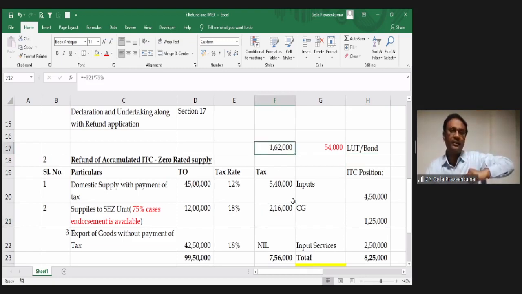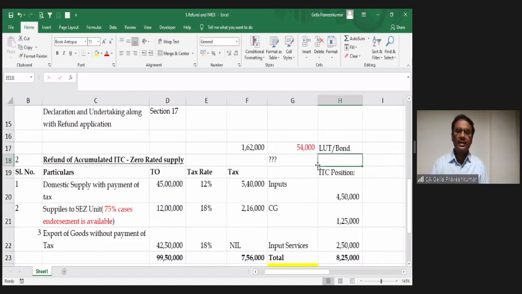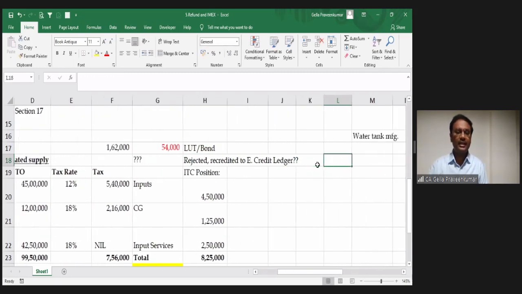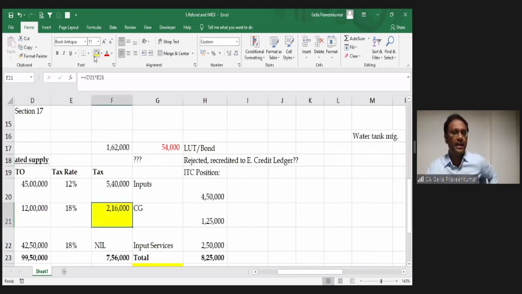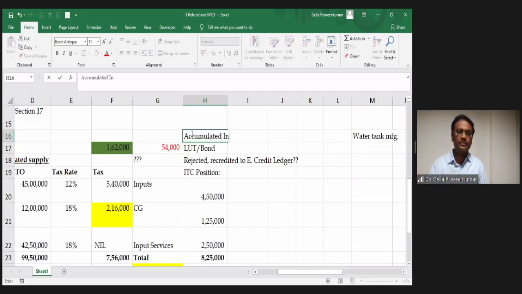My officer has processed refund of 1,62,000. What will happen to this 54,000? Now, question here: will I get the rejected amount recredited to electronic credit ledger? Out of 2,16,000 what you have paid, the government has given you a refund of 1,62,000. So the balance amount of 54,000, what will happen? This amount, the moment they have rejected, does not come back to my electronic credit ledger. Why so? Only in case of accumulated input tax credit, recredit happens.